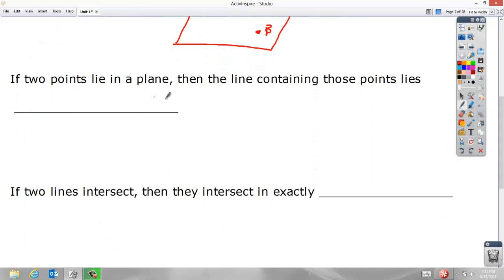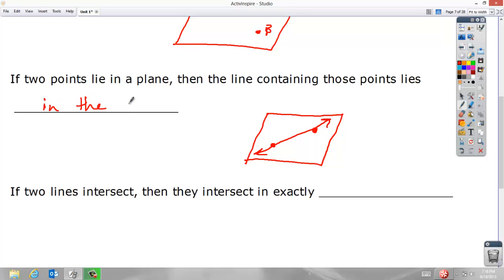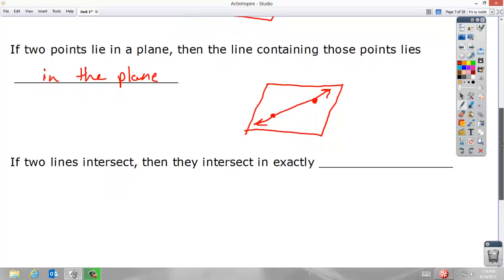If 2 points lie in a plane, then the line containing those points, well, here it is, lies where? In the plane. Good thing about math is no trick questions. Common sense will take you a long way in geometry.